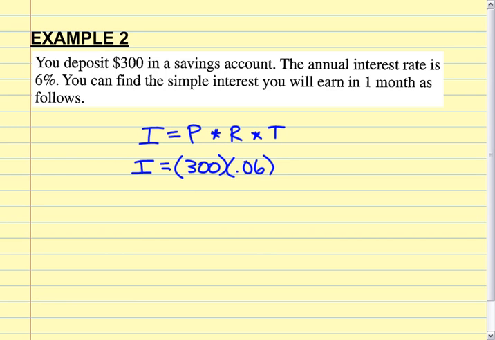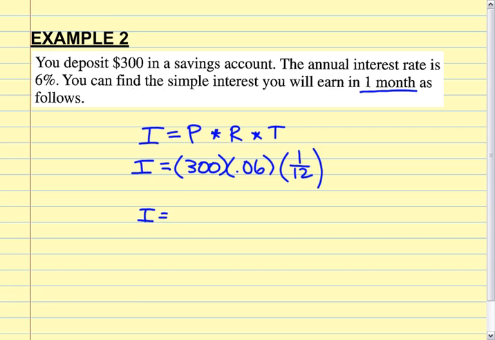Great job. What should I put in place of the time? Jenna? 1. No, not 1. Rowan? 1/12, because it's 1 month. Okay? How much are you going to get in a month? All right. Well, let's do this one piece at a time.